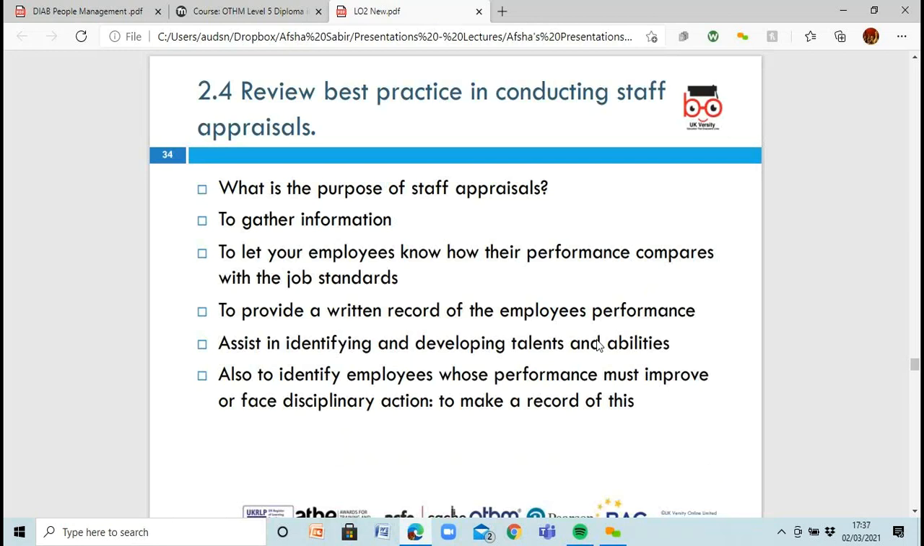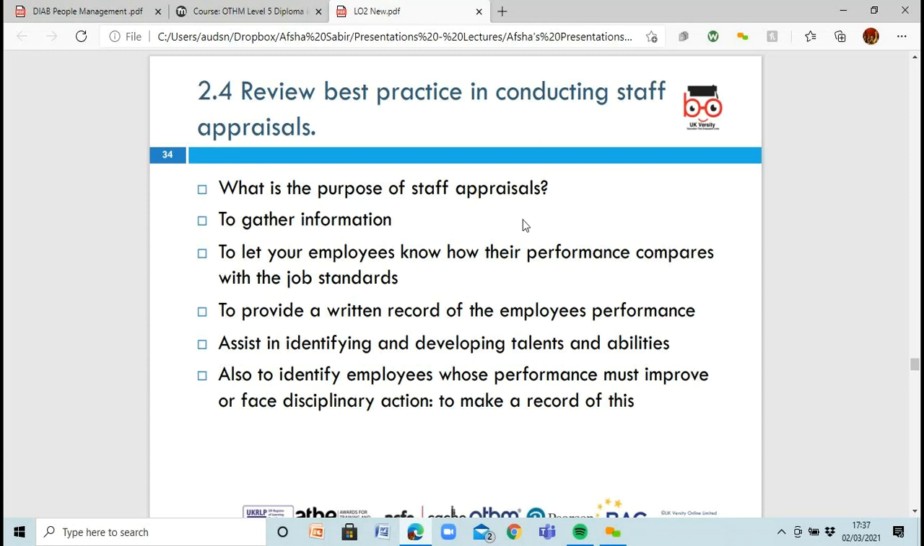Now we're going to look at reviewing the best practice in conducting staff appraisals. So when we think about staff appraisals, we actually think, why do we have staff appraisals? Now there's a lot of reasons for these. I've put down the main reasons over here. So it's to get information. It's to let your employees know how their performance compares with the job standards. So you might have certain tasks within your job you need to do, but is your performance meeting those?